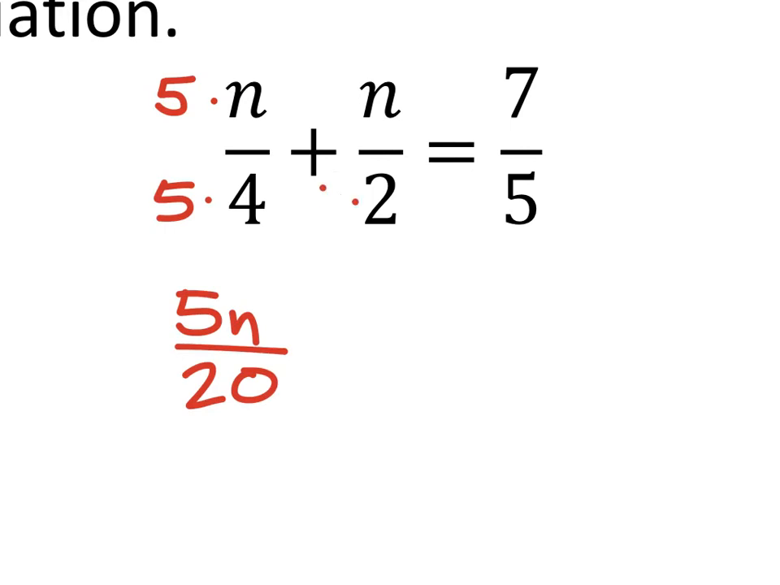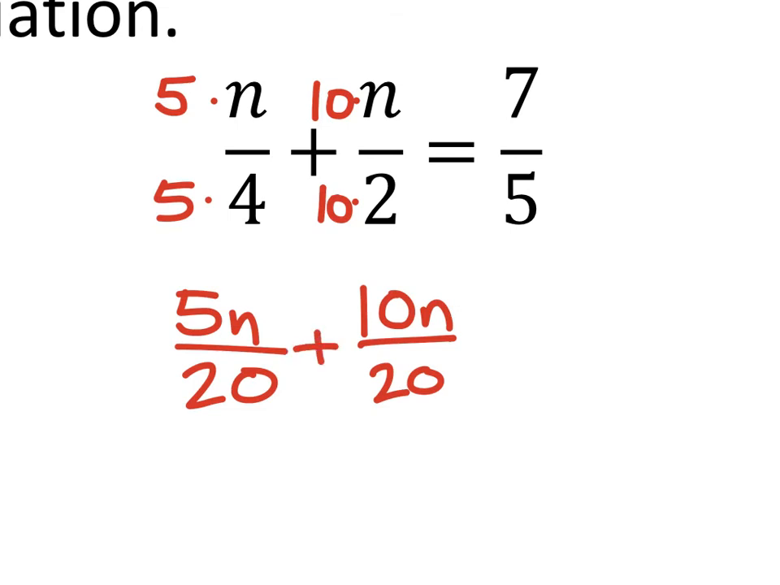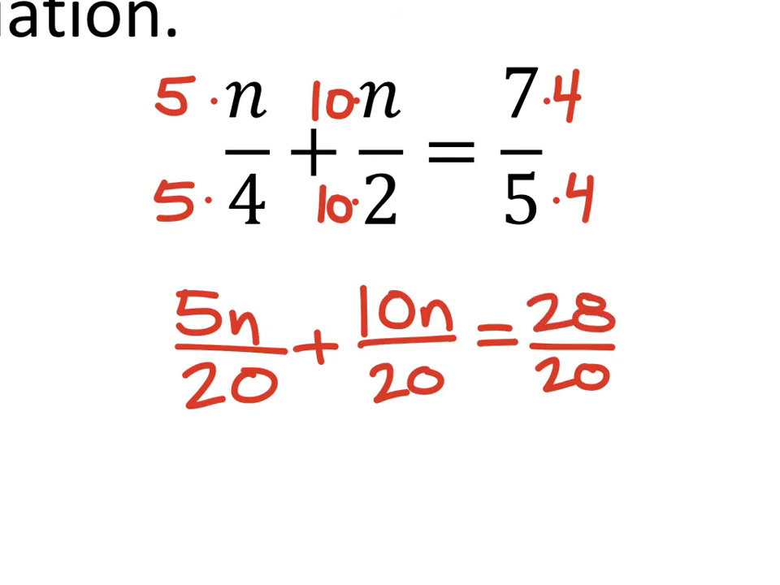2, though, I'm going to have to multiply that by 10 to make it a denominator of 20. But again, I'd have to multiply the numerator as well by 10. So now this new numerator right here is 10n. It's plus positive 10n. And this is going to equal, so I'm at this 5 denominator, but I still want it to be a denominator of 20. I need all the terms to have the same denominator. So I'd have to multiply the 5 by 4. So I've got to multiply the 7 by 4 as well, making that 28.